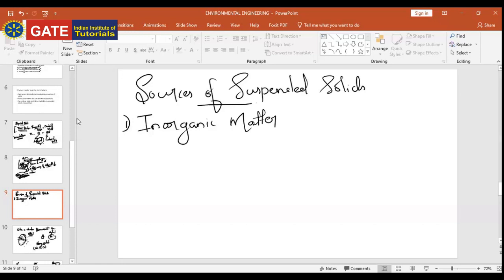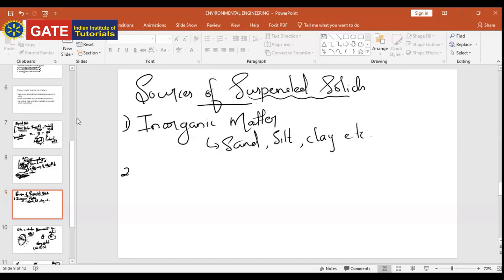Now, generally, inorganic matter means those which do not have any organic content in them, right? If we speak about sand, sand does not have any organic matter in it, right? Then we can have silt. Sand is there, silt is there. Then we can talk about clay. So sand, silt, clay, etc. come under inorganic matter that can act as suspended solids in water. Got it? So this is one of the important sources.